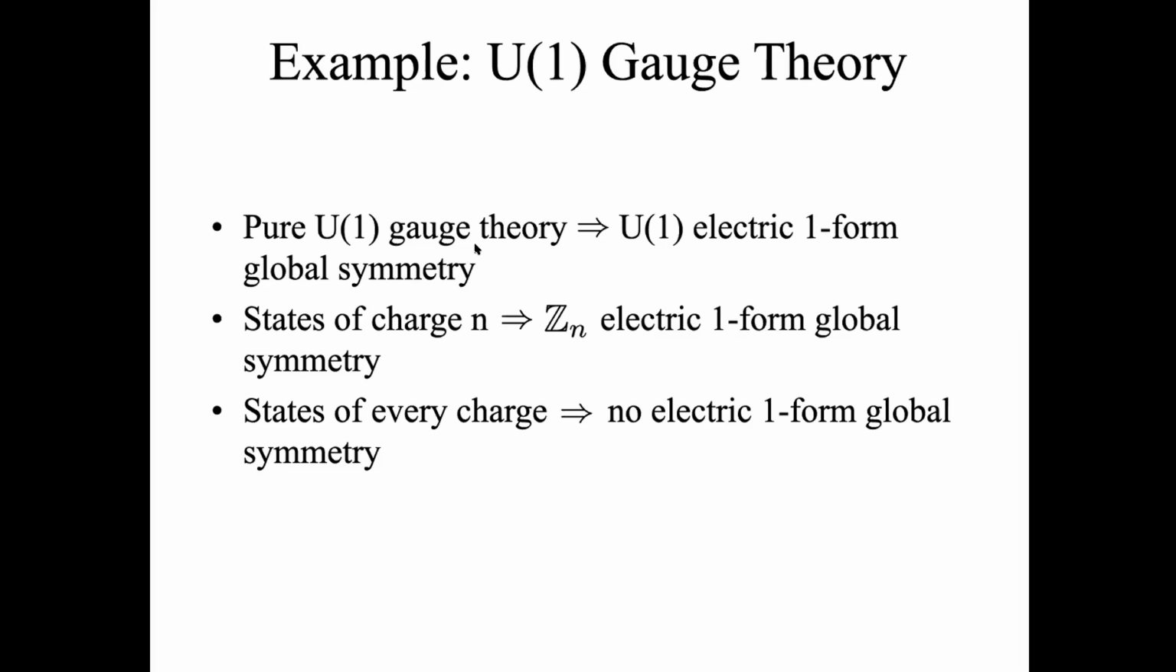So let's consider the U1 gauge theory we just saw. We saw that if there were no electrically charged particles whatsoever, we had this U1 electric one-form global symmetry. We just saw that when we had particles of charge n, this U1 symmetry is broken down to a Zn subgroup. If we have states of every charge, that means this U1 is completely broken, and there's no electric one-form global symmetry whatsoever. So you can see this one-to-one relationship: if we have states of every charge, there's no electric one-form global symmetry, and if we do not, then there is some electric one-form global symmetry.